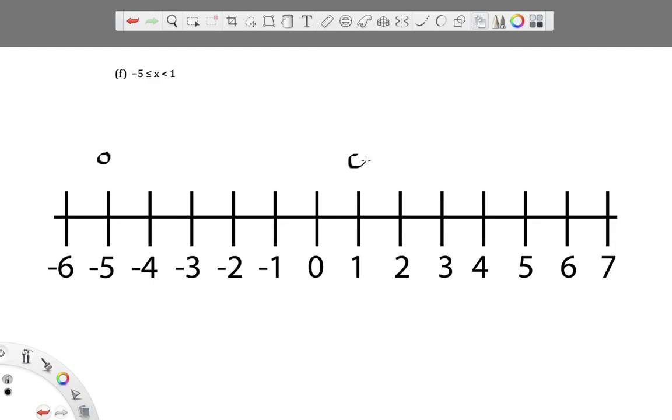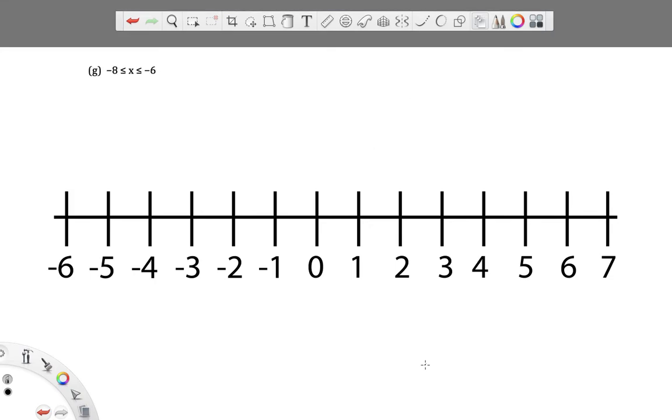Are either of the circles filled in? Well, there's an equal to part for this -5, so this is filled in. But there's not an equal to part for the 1, so we leave that as it is. And then the last thing for us to do is to connect our dots together, like so.